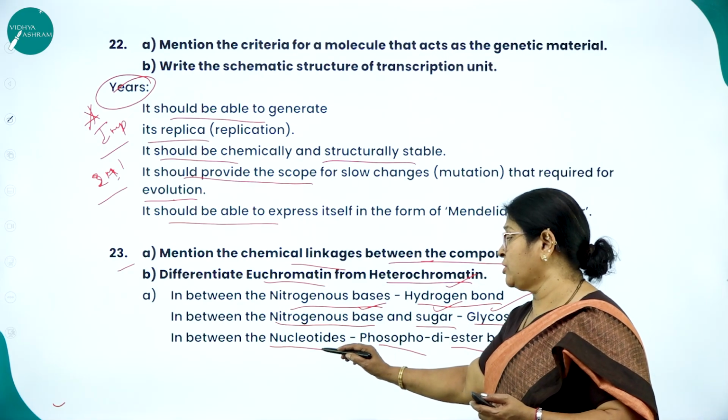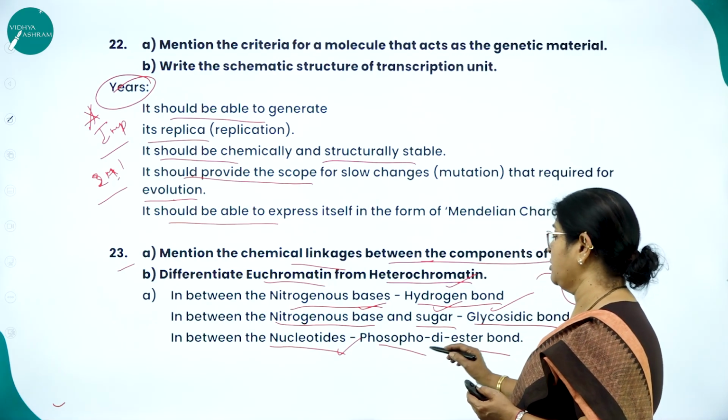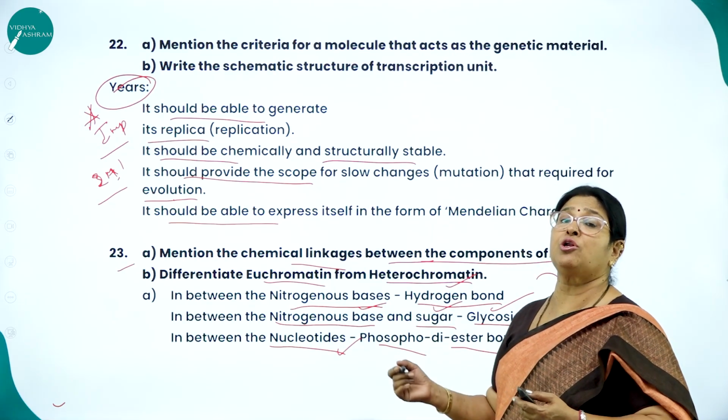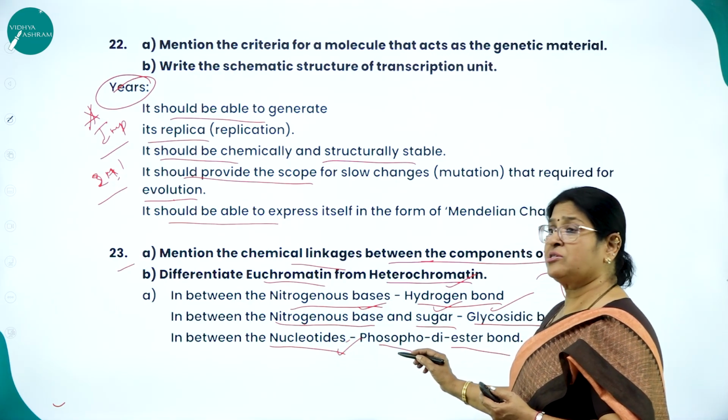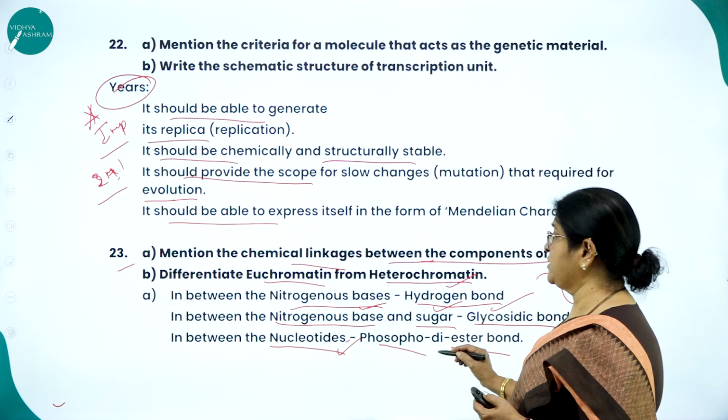What is a nucleotide? Nucleoside plus phosphate makes a nucleotide. So what is the bond here? It is phosphodiester bond.